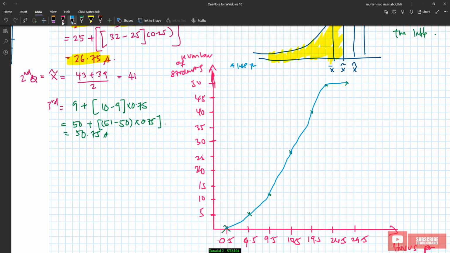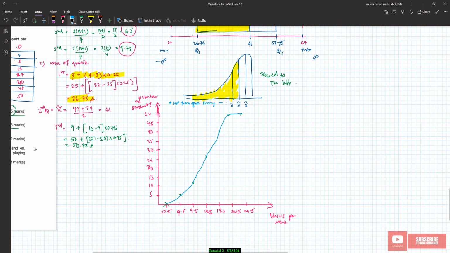Less than or give, showing number of students spending time on playing games. Number of students spending time on playing games. Right. So this is the less than or give, only 3 marks.